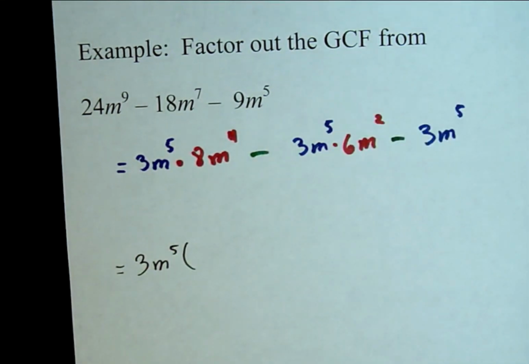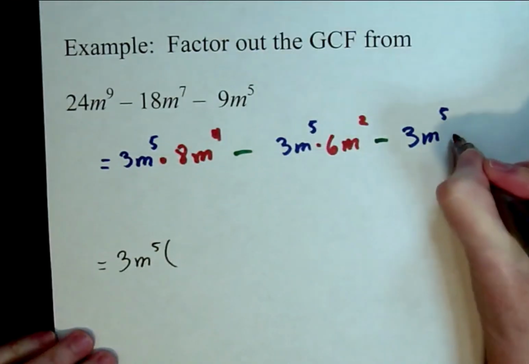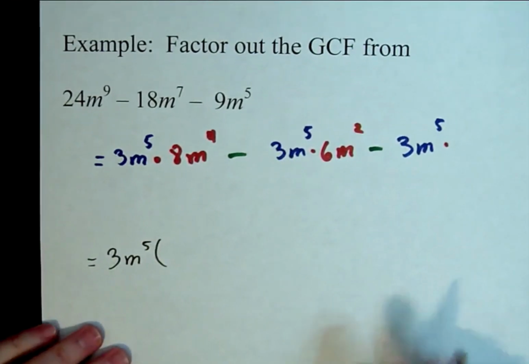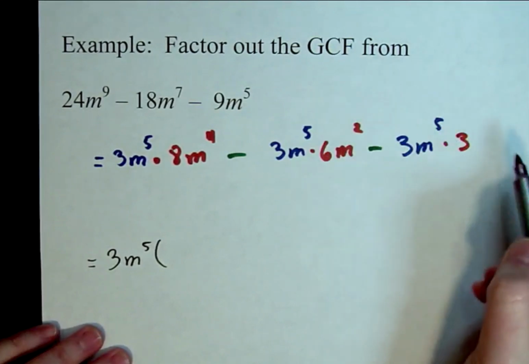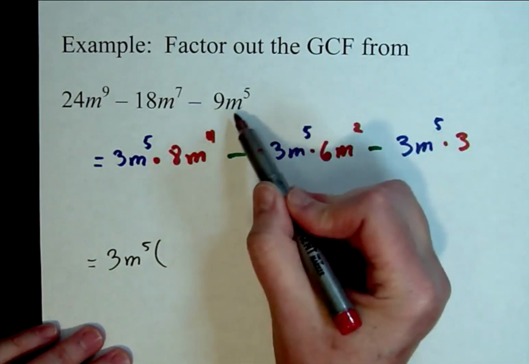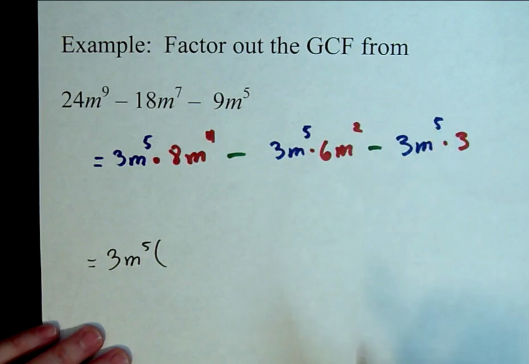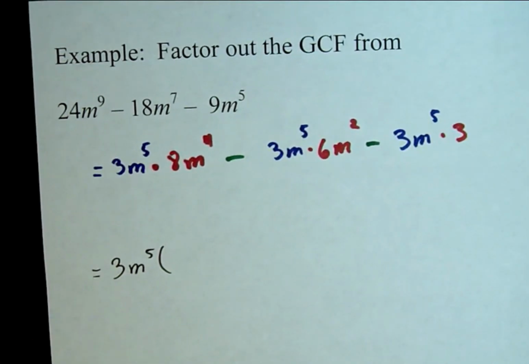And I'm going to write this last term as a product of 3m to the fifth and something else. 3 times what would give me 9? I need a 3 there. I need 5 factors of m, but I have 5 factors of m right there. So that's all I need.